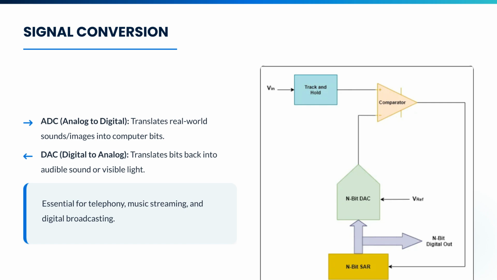Signal conversion is vital for modern communication. Analog to digital converters translate real-world data into computer bits. Digital to analog converters translate bits back into audible sound or visible light. These conversions are essential for streaming and digital broadcasting.